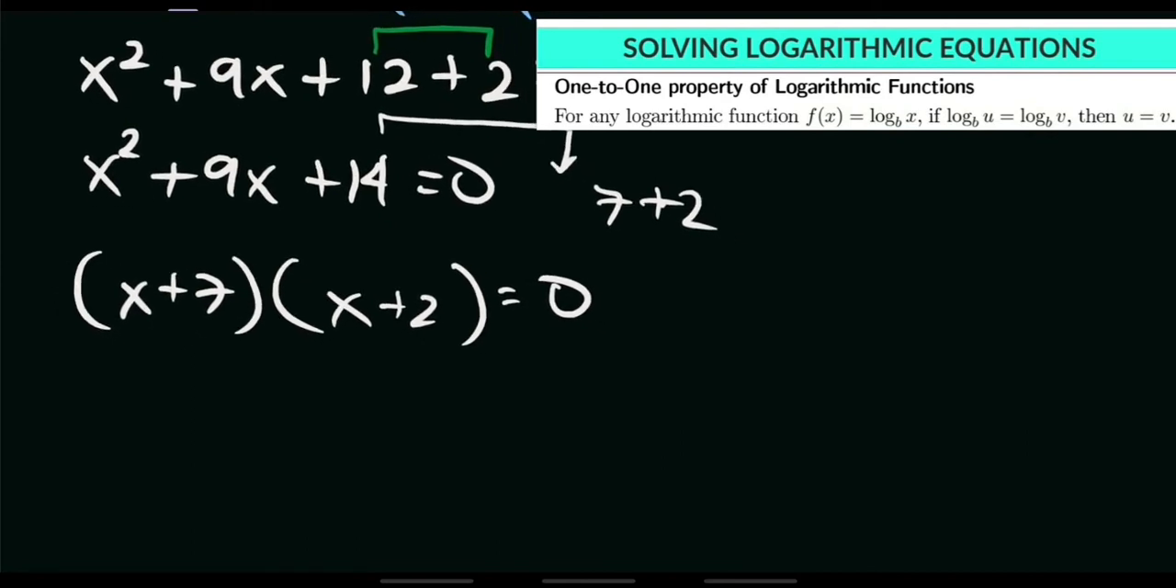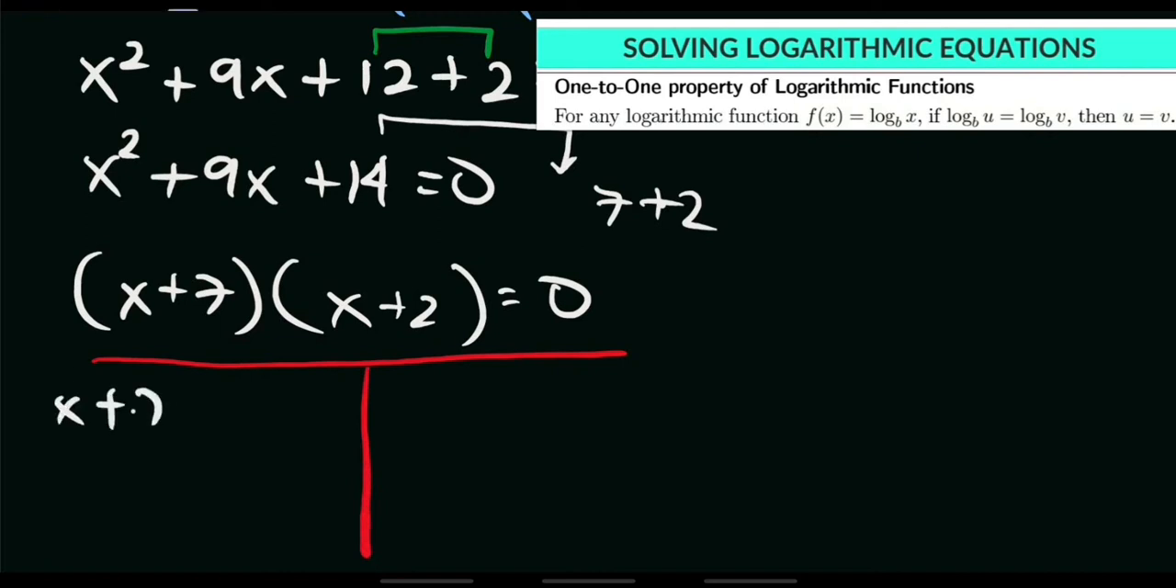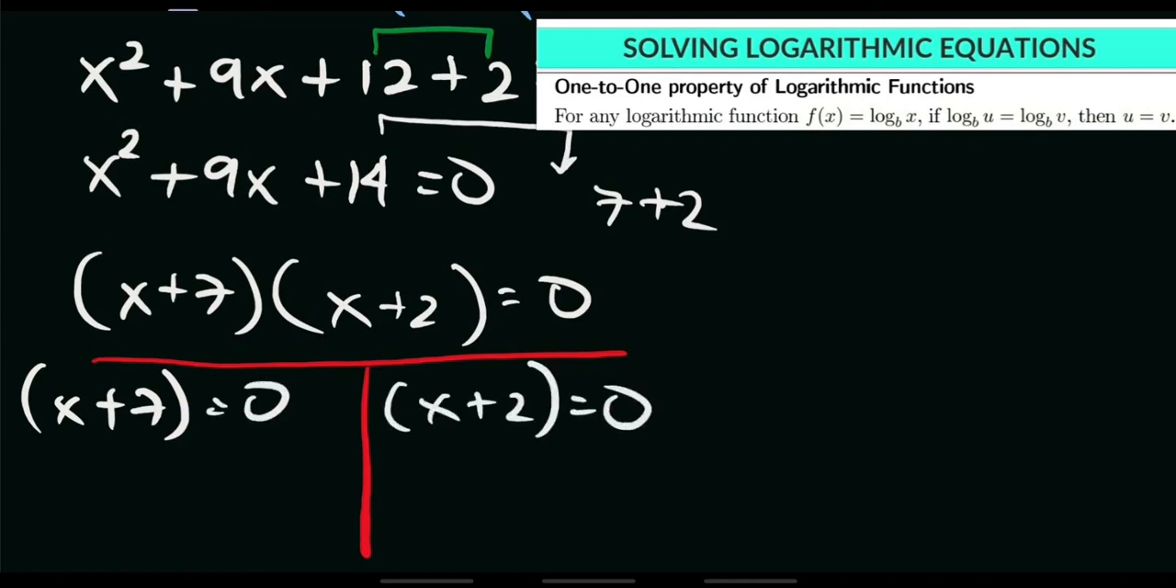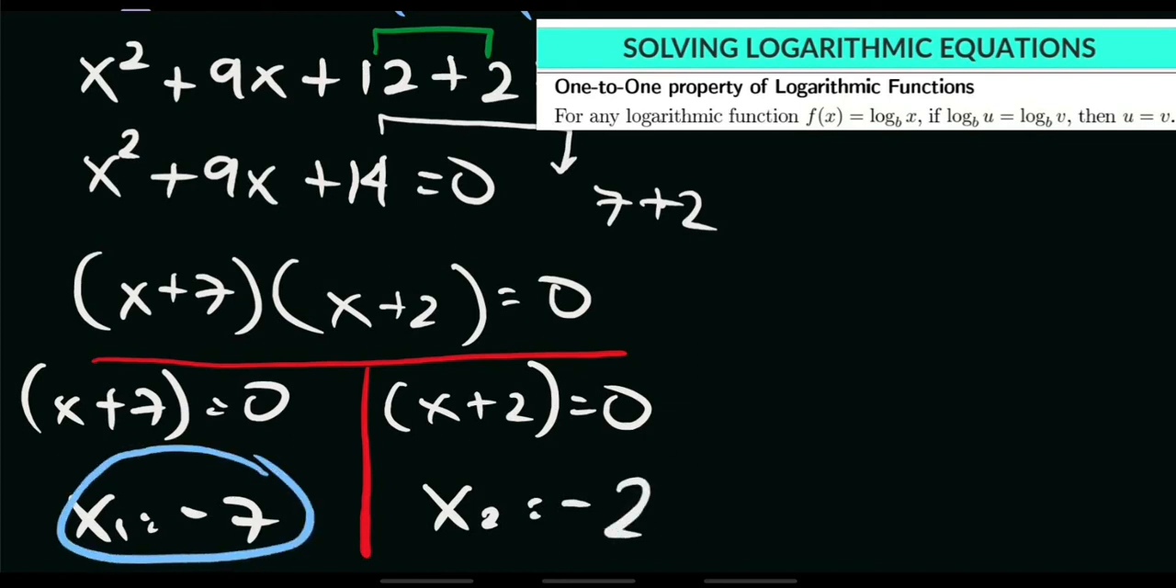Okay, so let's solve for the values of x. Just construct the table since we have these factors and equate each factor to 0. So x plus 7 is equal to 0 and x plus 2 is equal to 0. That means the value of x1 is equal to negative 7, and the value of x2 is negative 2. And that is our final answer. We have the solutions as negative 7 and negative 2. Okay, that is our example number 7.